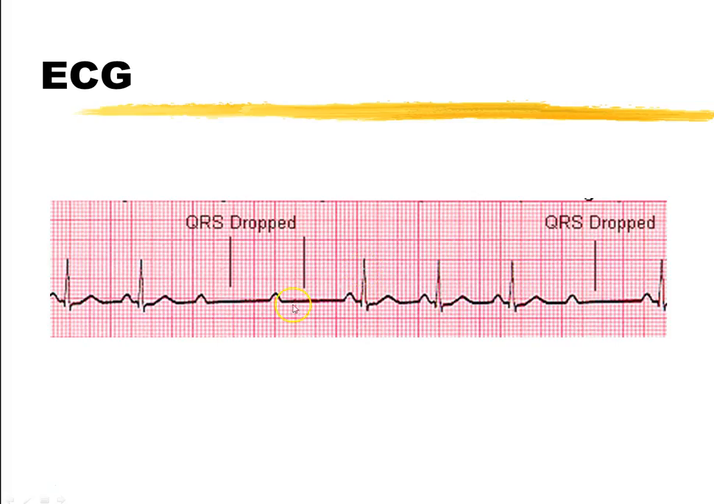Let's just look at it. So here we go. You can see it back here: a normal looking QRS complex with a P and a T. Everything's fine. All of a sudden it's dropped, dropped, normal, normal, normal, dropped. So every once in a while, you are just going to lose that QRS complex. There's no lengthening of the PR interval. That's the key characteristic: you're dropping QRS complexes without lengthening the PR interval.